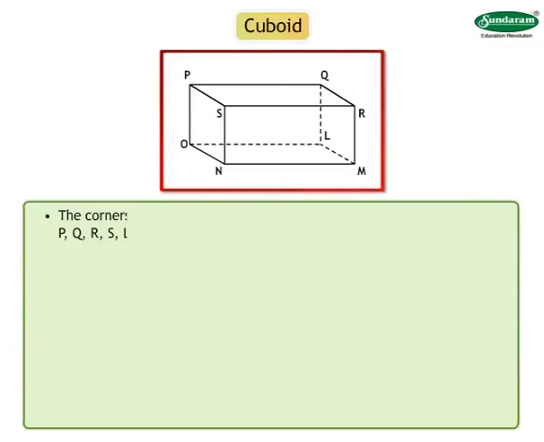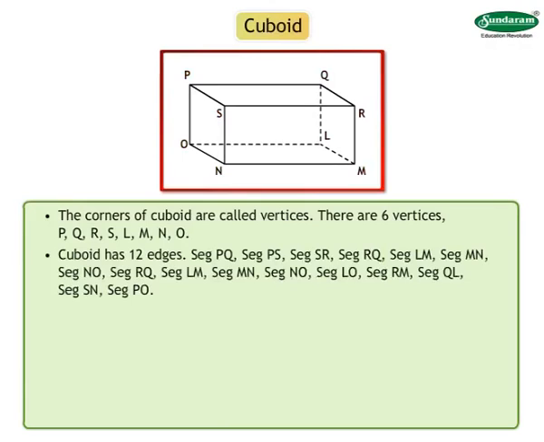Cuboid. The corners of cuboid are called vertices. There are 8 vertices: P, Q, R, S, L, M, N, O. Cuboid has 12 edges: segment PQ, segment PS, segment SR, segment RQ, segment LM, segment MN, segment NO, segment LO, segment RM, segment QL, segment SN, segment PO.